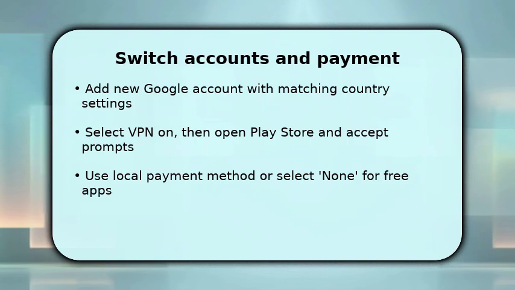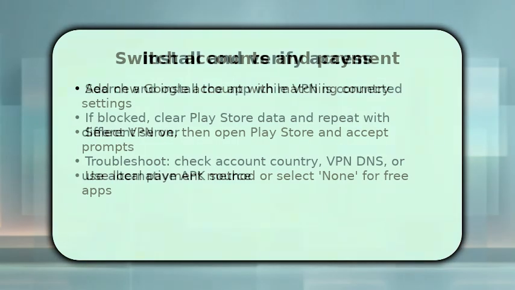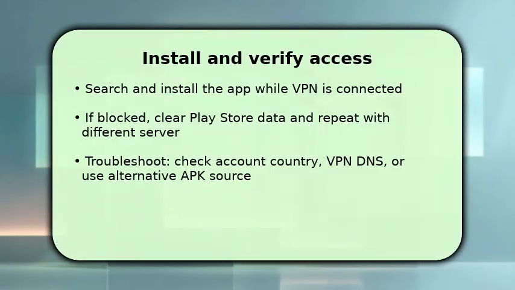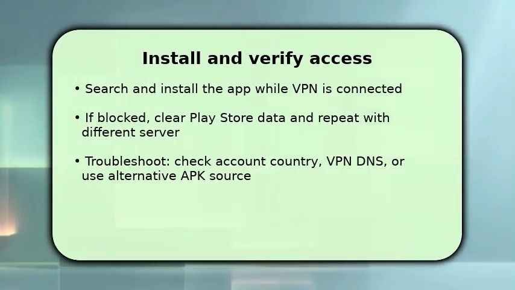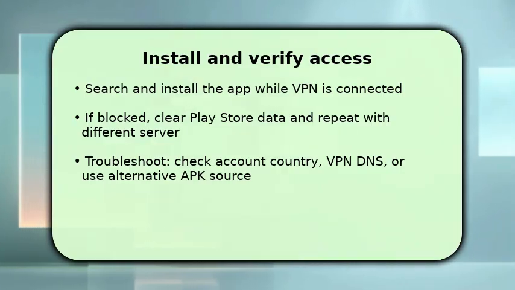Now search for the app in Play Store and install while your VPN remains connected. Downloading with IP and account both showing the target country ensures success. Once installed, test the app and then you can safely disconnect the VPN if the app does not enforce region checks. If installation still fails, clear Play Store data, switch to another server in the same country, and try again.